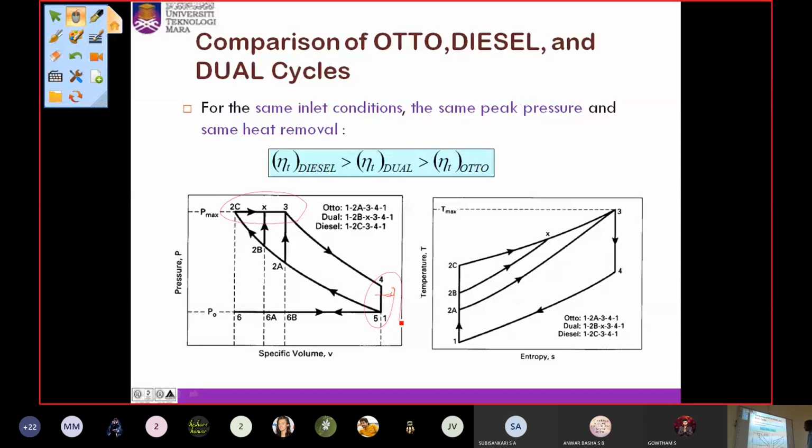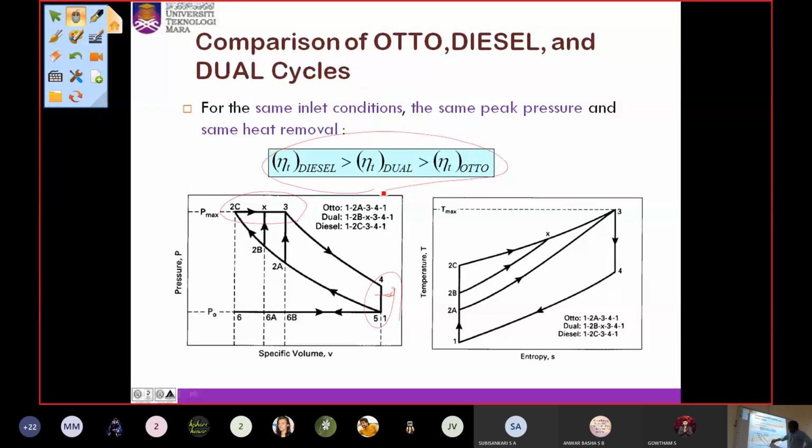Right. Then we can order all the three processes, as the diesel will be maximum. So here the diesel will be maximum, followed by the dual, followed by the auto. Just remember the conditions. So if you want to have the pressure same, we will get the efficiency like this. So we can compare this equation for this process.